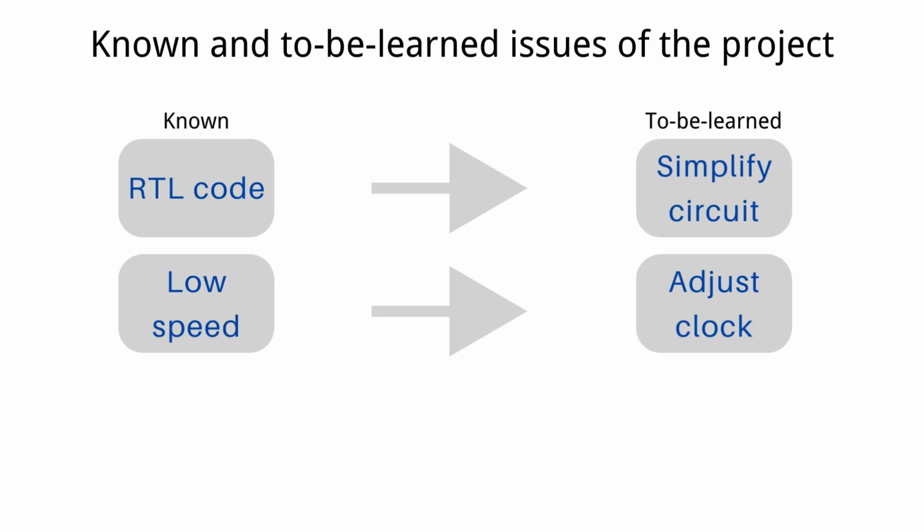Now I will talk about known and to be learned. About the known and to be learned issues of the project, we already know the RTL code of our design, but still need to simplify the circuit, and we already know that our design will have low speed, so we need to improve it by adjusting the clock.